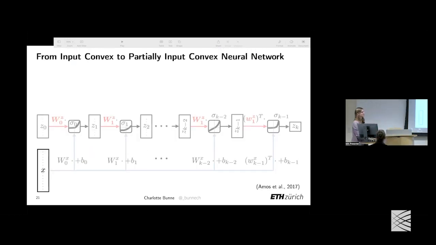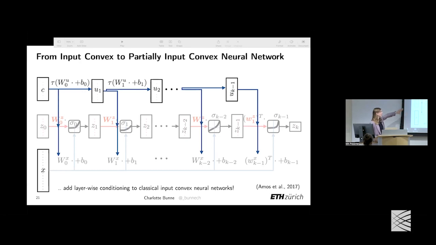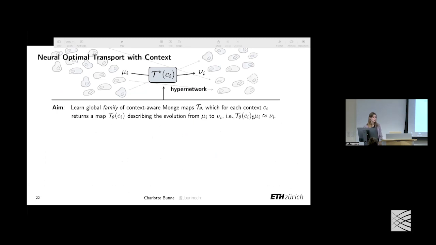Just to briefly understand what these partially input convex neural networks are, it's also not something we came up with ourselves, but we found, in fact, a year or two later, in the same paper by Brandon. So now we again have our two paths, one dependent on the hidden representation, one on the input itself. But now we have a third path, which always feeds in the context and which somehow conditions the neural network structure at each layer. And so this is what we are going to use.